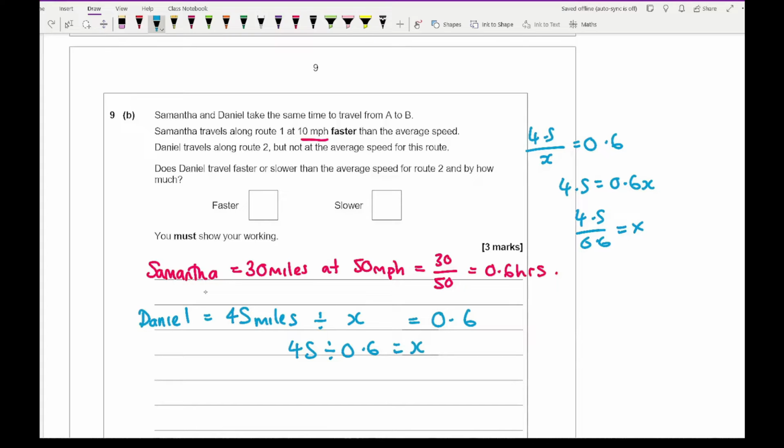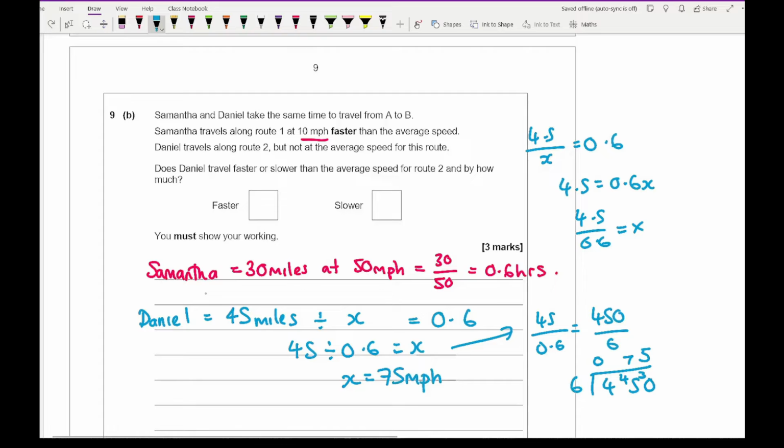So from this I've got 45 over 0.6. I then want to multiply both sides by 10. So that then becomes 450 divided by 6. So 6 into 450 is 75. So then x equals 75 miles per hour.